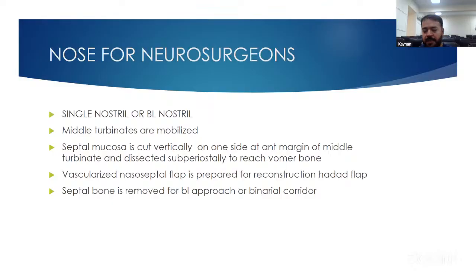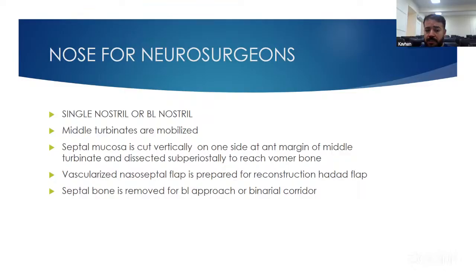The septal mucosa is cut basically vertically, so that you can go to the anterior margin of the middle turbinate to dissect superiorly subperiosteally to reach the vomer bone, so that you can find the sinus very, very easily. Some neurosurgeons, I just believe in the Hadad flap. A vascularized nasoseptal flap is very necessary and mandatory. I don't know what other surgeons are doing for the reconstruction after the surgery.